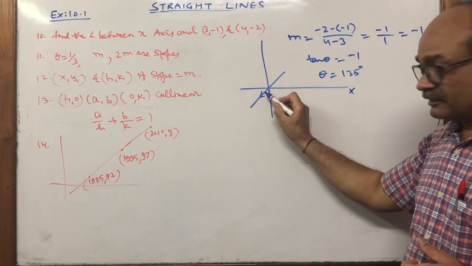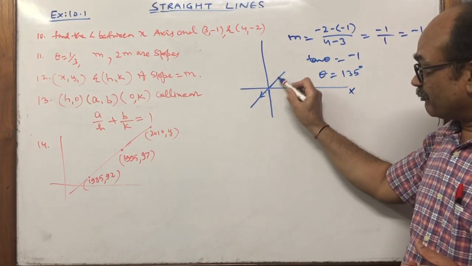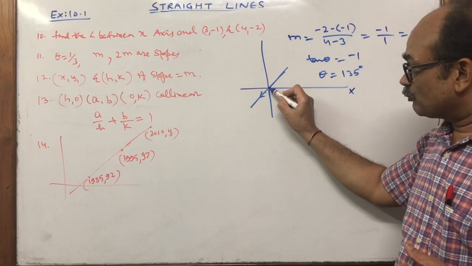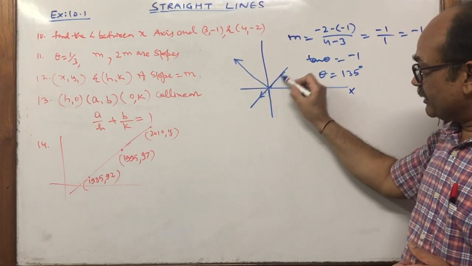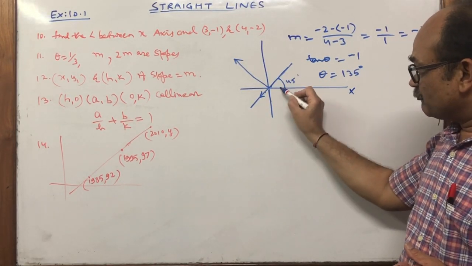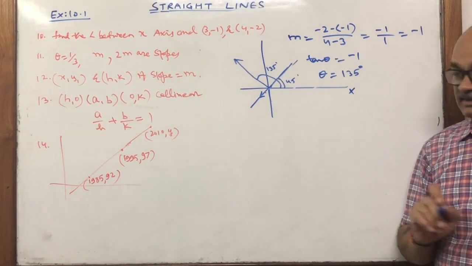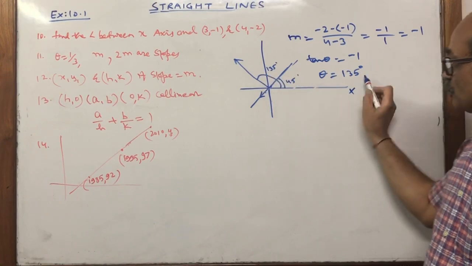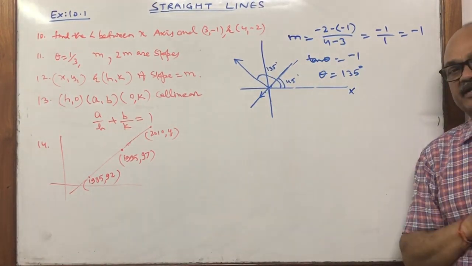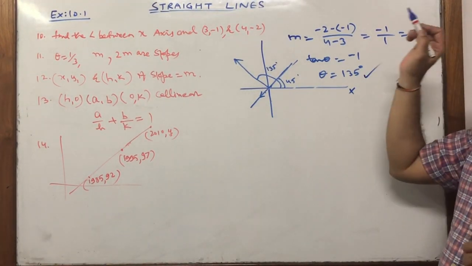This angle, line is here, it is 45 degree and it is 135 degree. So 45 degree line is here and 135 line here. So when 45, the slope is 1. When angle is 135, slope is minus 1. So we have to calculate the angle, theta is 135.